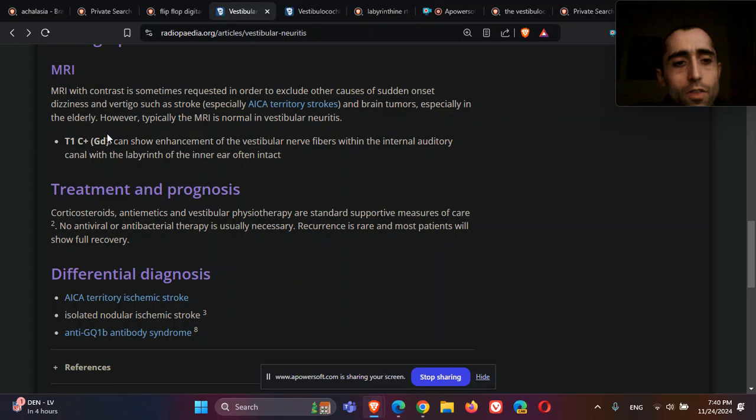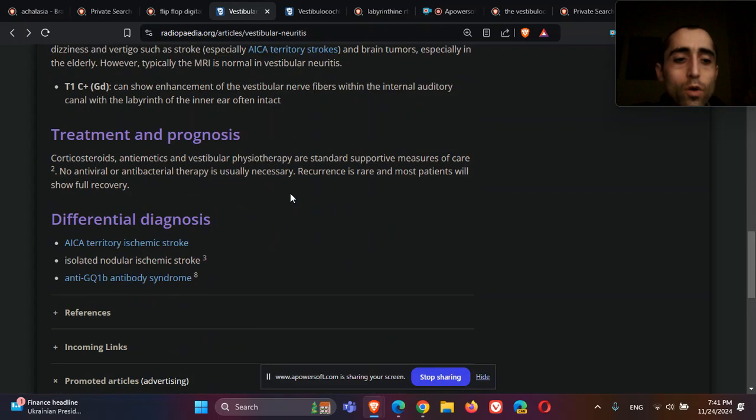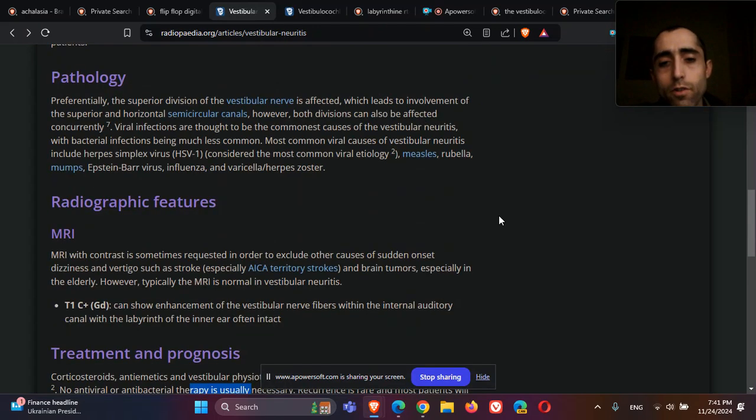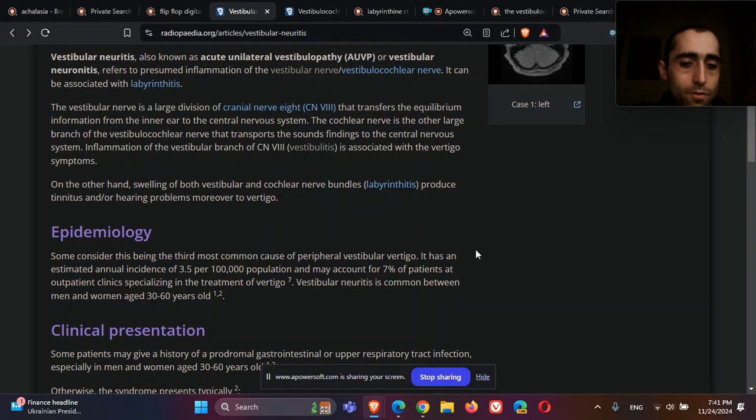And you see here that herpes simplex virus is considered the most common viral etiology, and viral infection is thought to be the commonest cause of vestibular neuritis, even though you won't see treatment with antiviral or antibacterial therapy, and usually the patient will recover and have no recurrence.